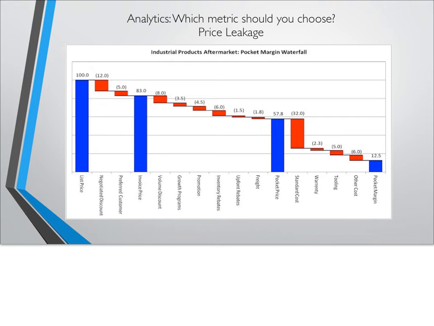And frankly speaking, even had you taken off all the general costs, which is standard costs, warranty, tooling, and other costs, it would be 32 and 11, which is 43, and 2.3, which is 45.3. Had you sold it at full price, you would have just taken off 45.3, which would have left you with 54.7% as a pocket margin. But you've given so many things such as negotiated discount, preferred customer discount, volume discount, growth programs, promotions, rebates, freight, and all that stuff, that you've ended up with only 12.3%.